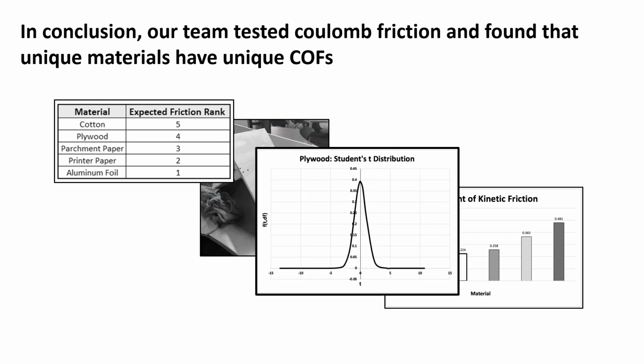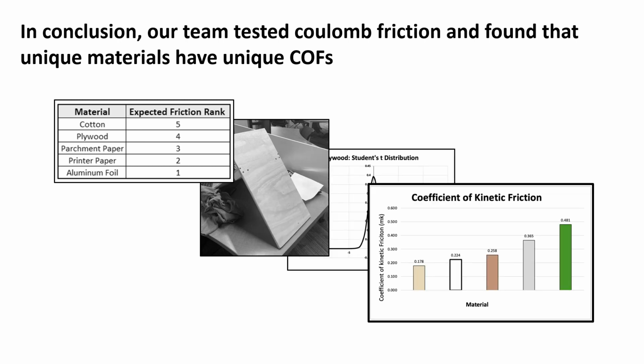Next, we used the student's t-test with a confidence interval of 95% to determine the most accurate readings of acceleration down the ramp when it was covered in each material. And finally, we took the acceleration data evaluated from the student's t-test and calculated coefficients of friction for each material. The results confirmed our hypothesis that each material would have a different coefficient of friction. However, our expected ranking was incorrect. The results indicate that from highest to lowest friction, the order is cotton, foil, plywood, printer paper, and then parchment paper.